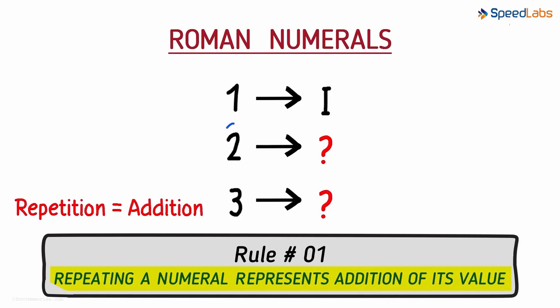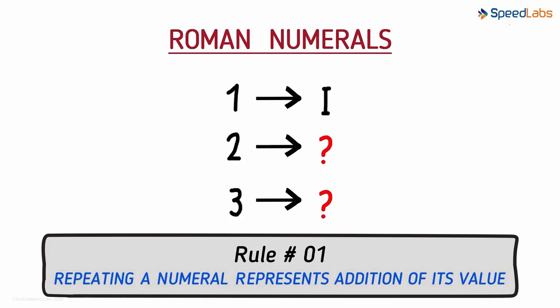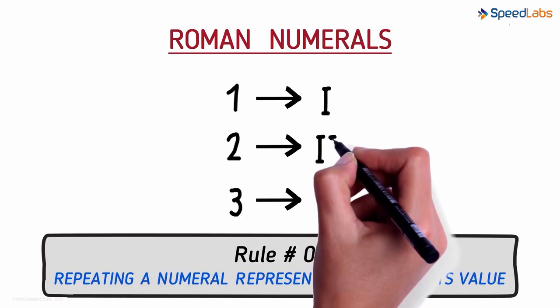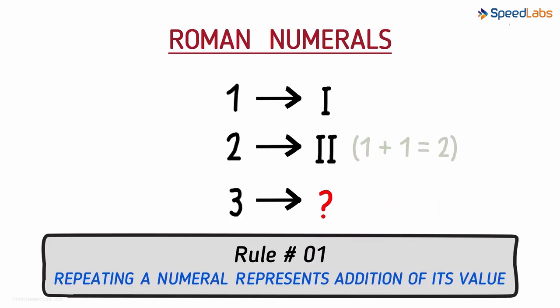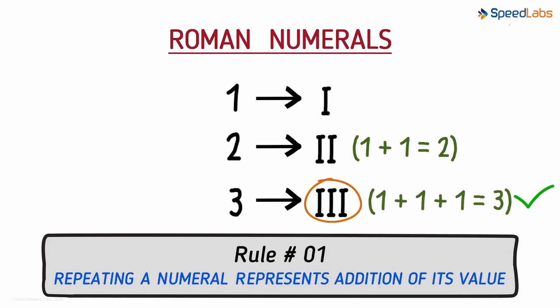So how do we write the number 2? Yes, the Roman numeral for number 2 is written like this. It represents addition of number 1 2 times. Similarly, we can write the Roman numeral 3 like this. What does it represent? Yes, that's correct. Adding the number 1 thrice. Isn't this simple? Yes, it is.